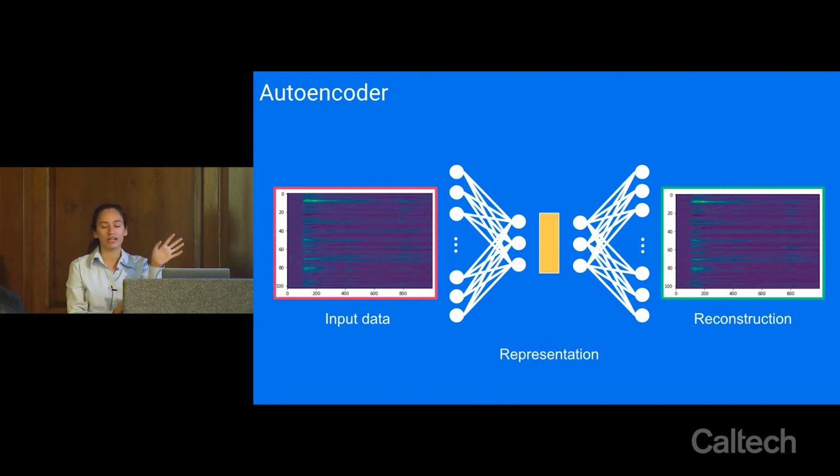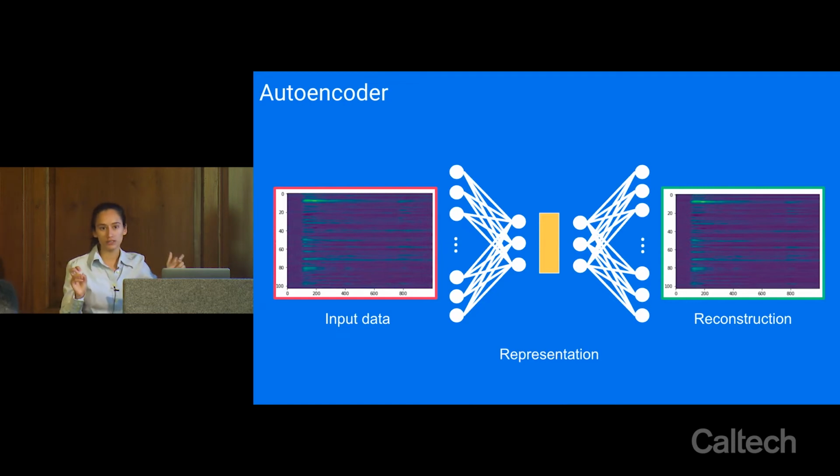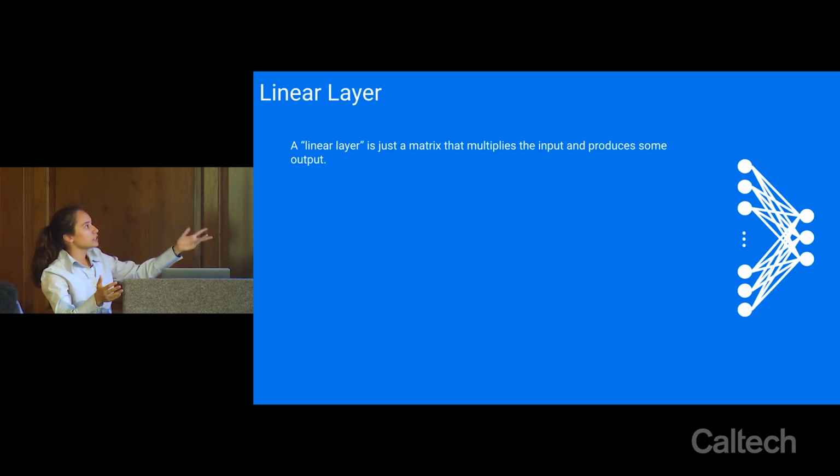I know this morning I talked about convolutional neural networks and recurrent neural networks. We're not going to do that. We're going to keep it very simple and just look at linear layers. The idea behind a linear layer is you have these dots, which are artificial neurons, and you can connect them to another layer of artificial neurons. This is your linear layer. If you didn't have any nonlinearity, a linear layer is really just a matrix that multiplies the input and produces some output.